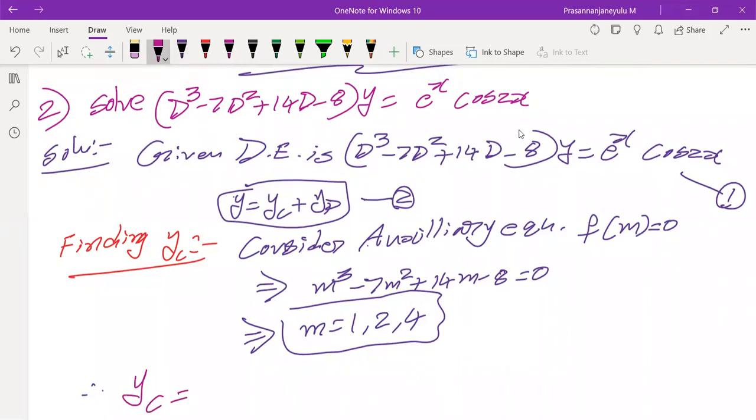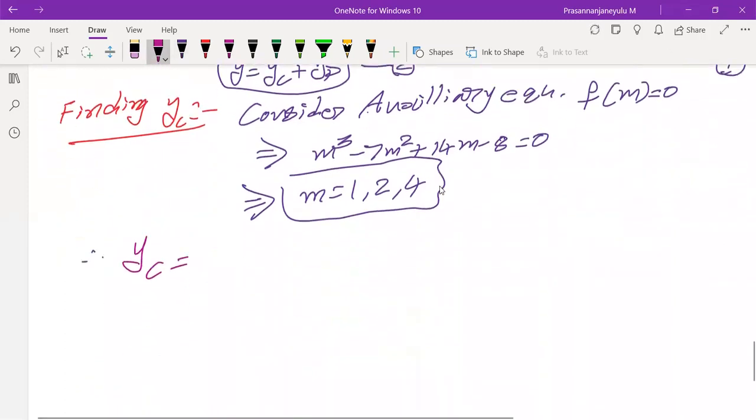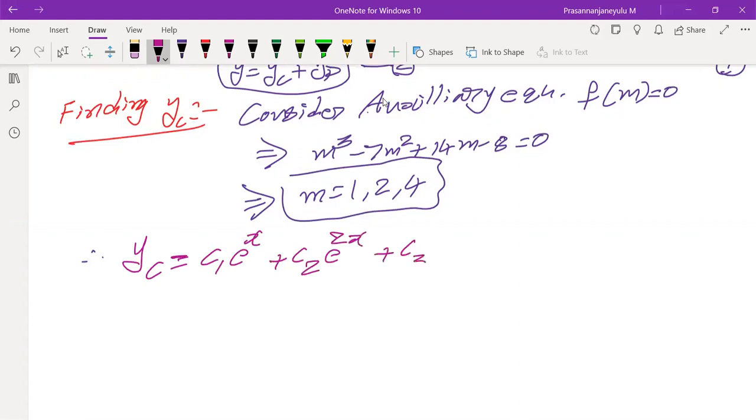anybody can say what is a complementary solution? C1 into e power m1x, where m1 value is 1, plus C2 into e power m2x, where m2 value is 2, plus C3 into e power m3x, where m3 value is how much? 4. So yc is C1 e power x plus C2 e power 2x plus C3 e power 4x. Equation number 3. Now we have to go for finding yp.